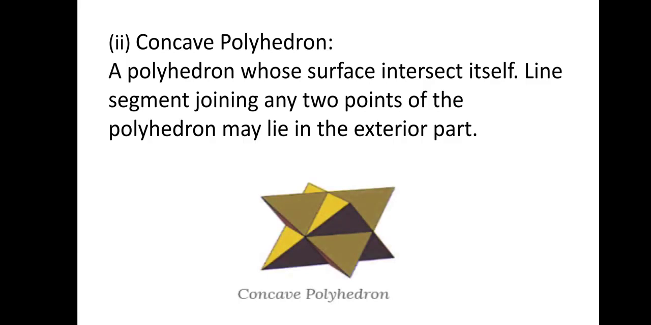So, the previous one was the convex polyhedron, in which the line segment joining any 2 points of the polyhedron should lie either on the surface or on the interior part of the surface. But here in this concave polyhedron, the line segment joining any 2 points of the polyhedron may lie in the exterior part. You can see these corners. This is the concave part. So, you can easily identify convex and concave polyhedrons.